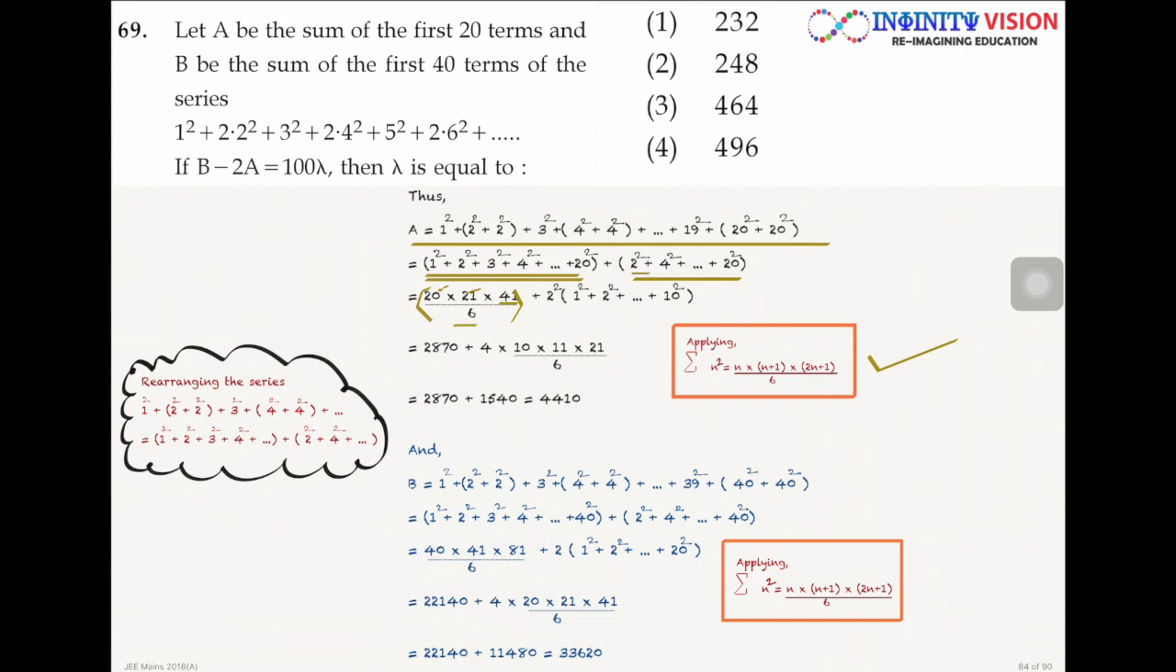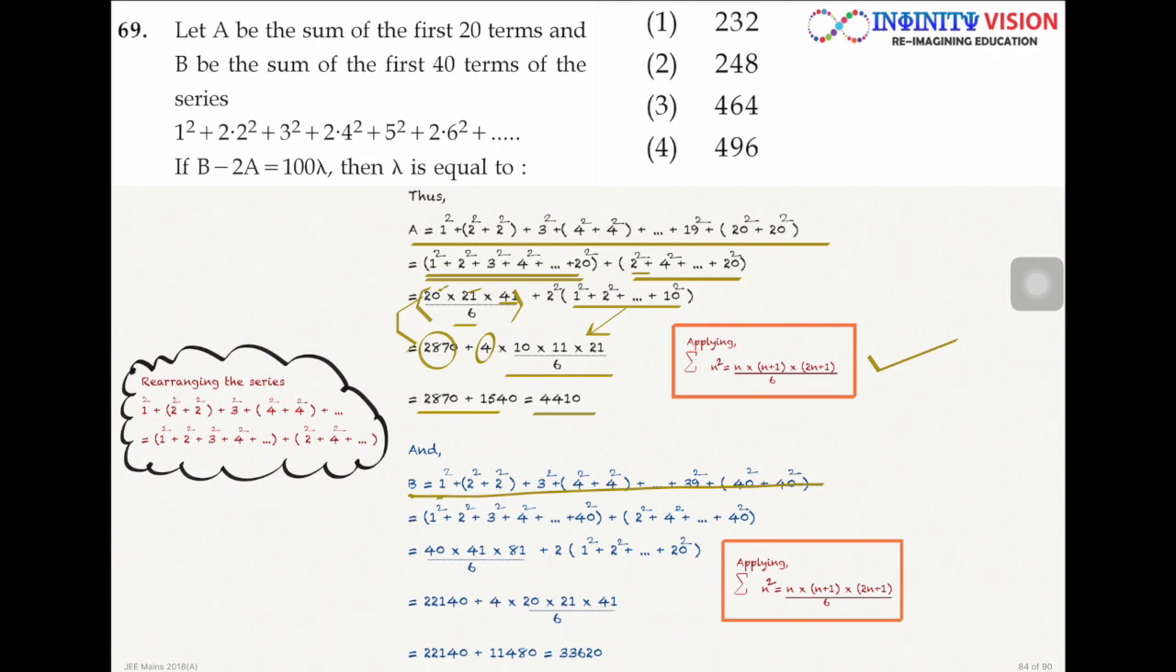I can take 2 square as common since every even number is there, so 2 square will be out. We'll be getting 1 square plus 2 square up to 10 square. Now applying the same sigma n square in this series, we'll get 2870 by solving this, and then 2 square will become 4, and I'll put n equal to 10, so it will become 10 into 11 into 21 by 6. That makes it 2870 plus 1540. That makes A equals 4410.